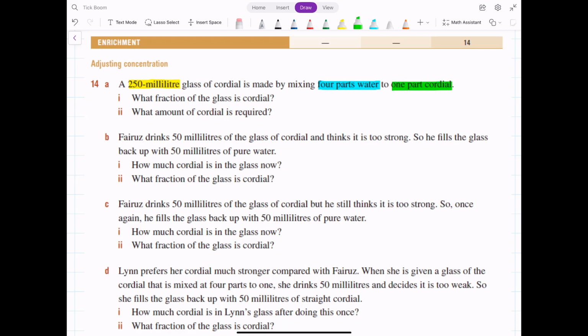And both the subparts were interested in the cordial, but the first part of the question wants us to know the fraction that is cordial, and then the second part wants us to work out the amount in milliliters. So let's tackle each of those.